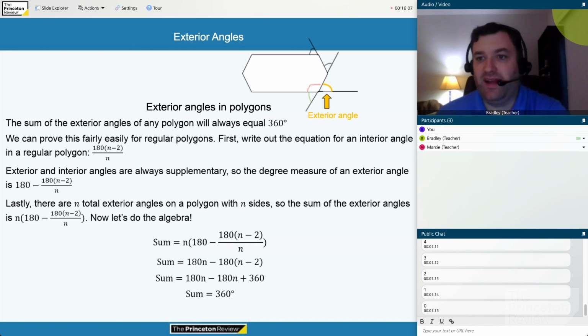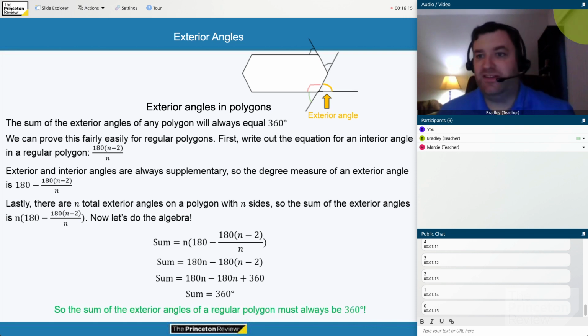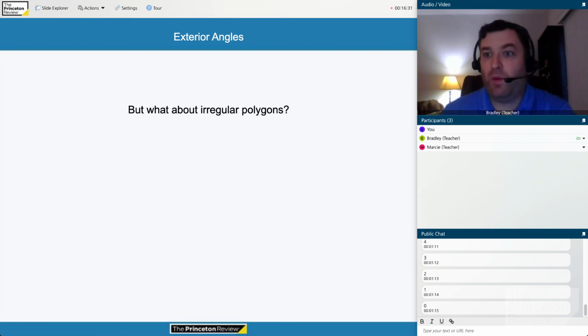So those 180n's will cancel out, and we get a total sum of 360 degrees, right? So the sum of the exterior angles of a regular polygon will always be 360 degrees. We have just proved that using algebra here, and that will be true no matter how many sides we're talking about. But what about irregular polygons?